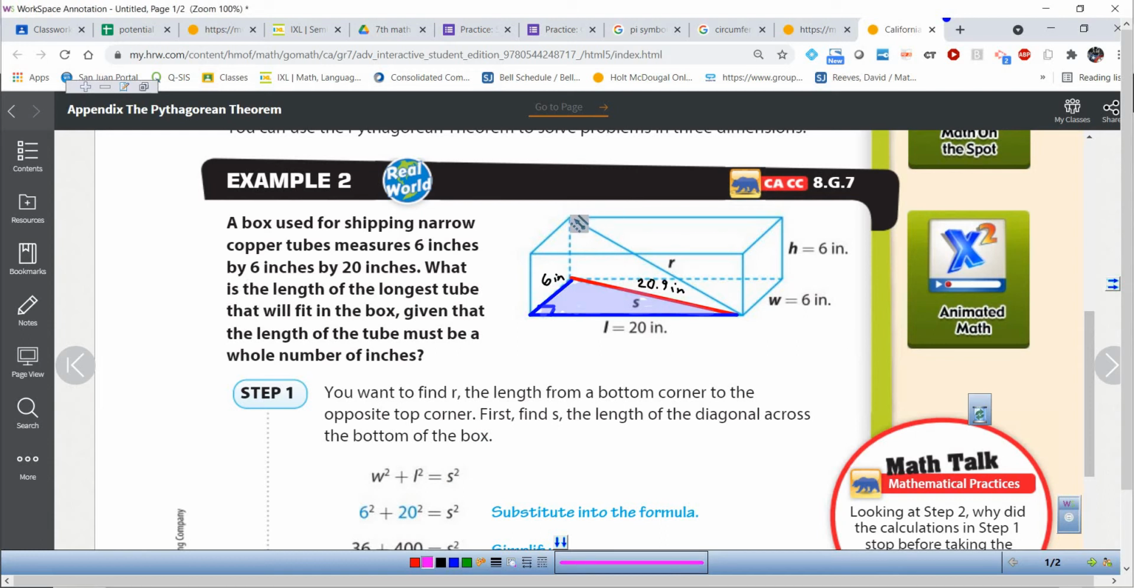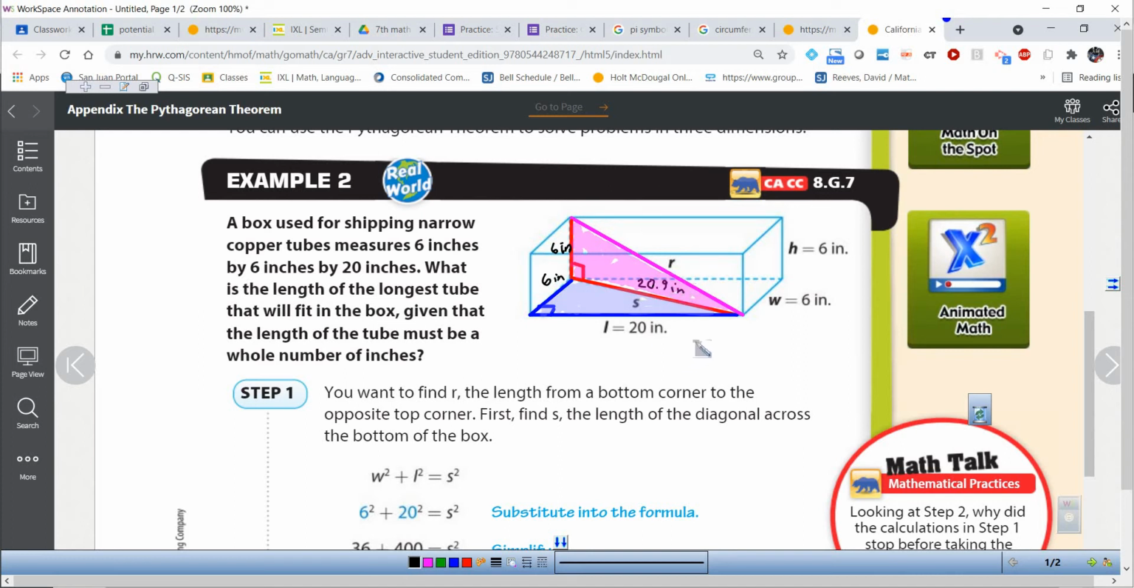That's what we really want to find. R is what we really want to find. Well, if we take a look here, we have another right triangle, don't we? Right here. If we take a look at this right here, this is our right triangle that we have. We know that the height right here is also 6 inches. So this is 6 inches. This is about 20.9 inches. And here is that radius that we don't know.